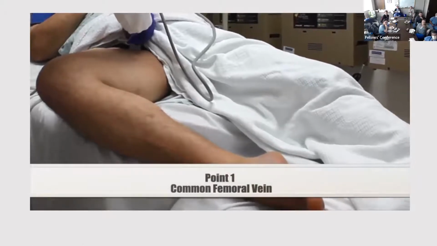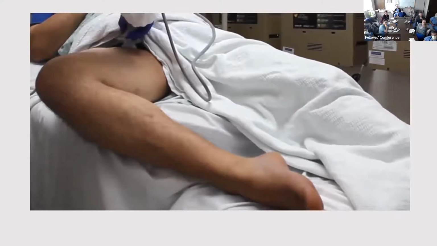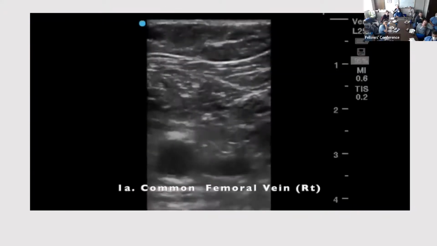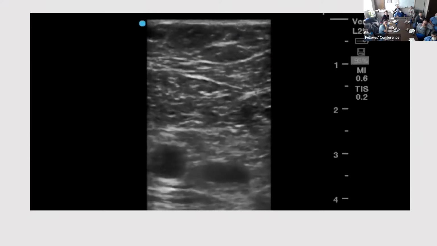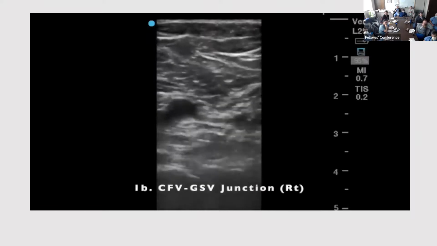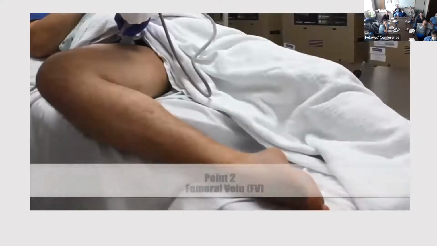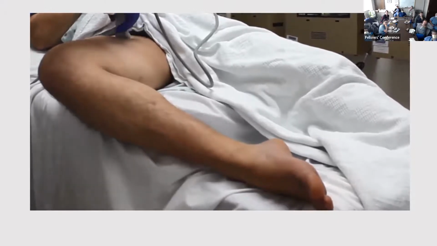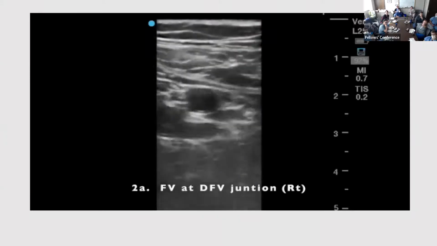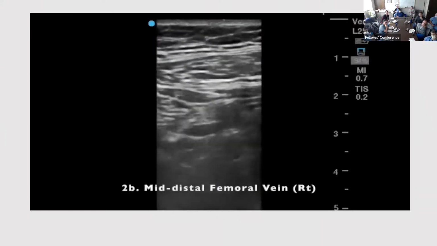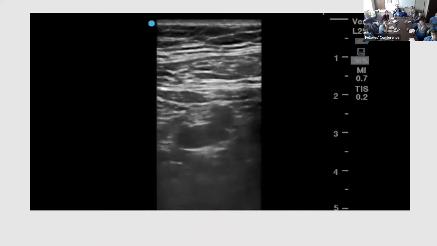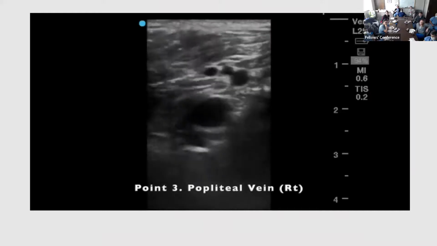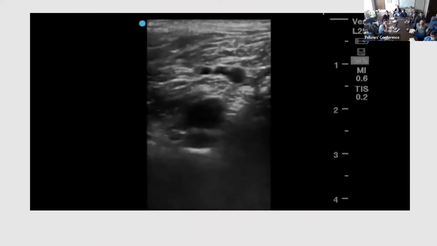All right, you see that they have front leg position. They're scanning down 1 to 2 centimeters and doing compression. There's our compression there. There's our common femoral vein, common femoral artery compressed as well. There's our greater saphenous. There's our deep femoral vein and femoral vein, you can see. So what vascular bifurcation did they miss here?